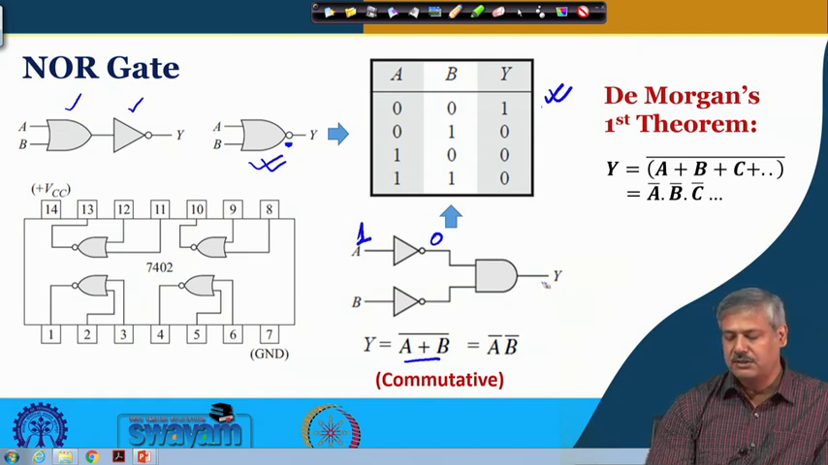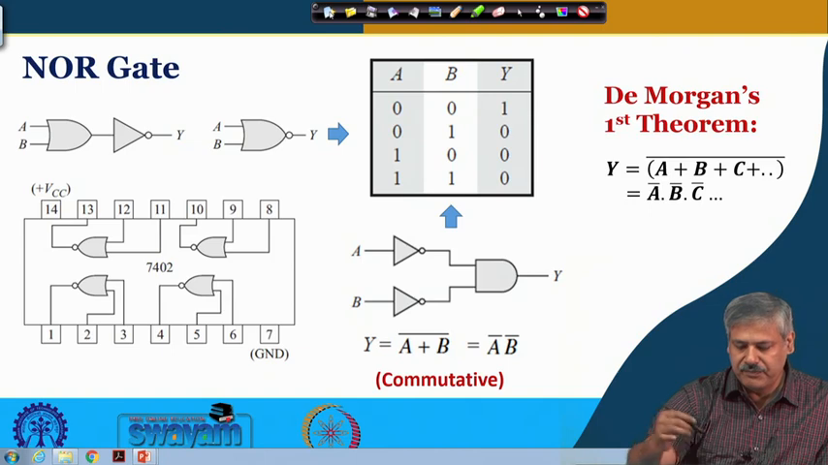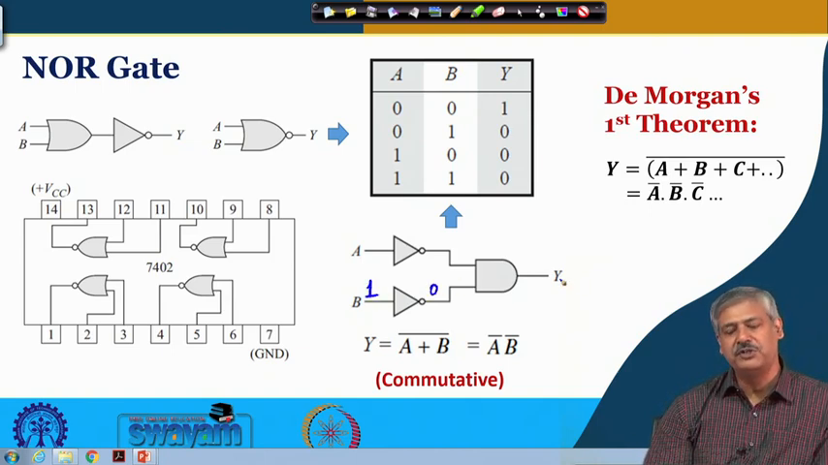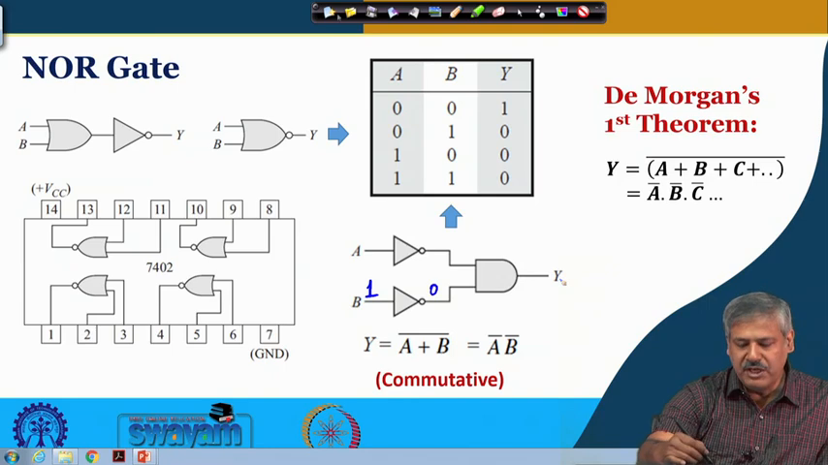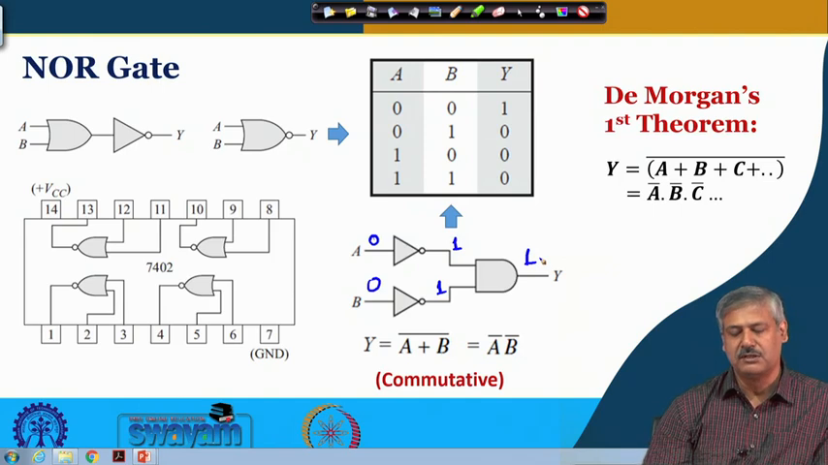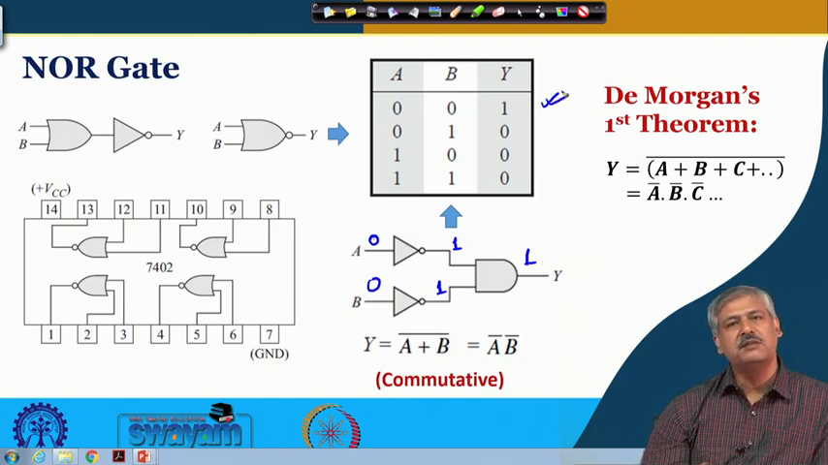If A is 1, that means the output is 0, because for the AND gate 0 is the forcing input. So 0 means the output will be 0. Similarly, if B is 1, this output will be 0, which will force Y to be 0. Only when both of them are 0, so this is 1 and this is 1, is the output 1. This is nothing but the NOR operation.